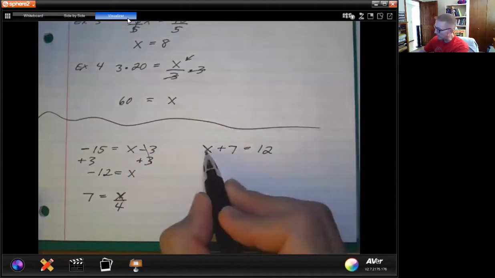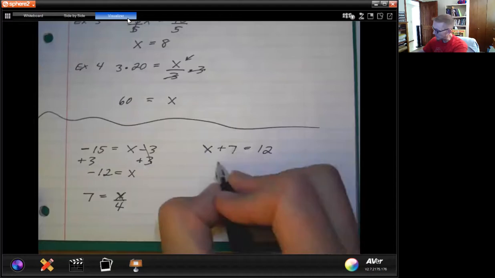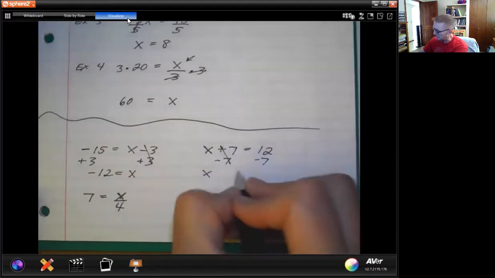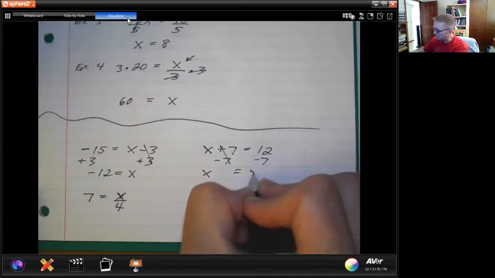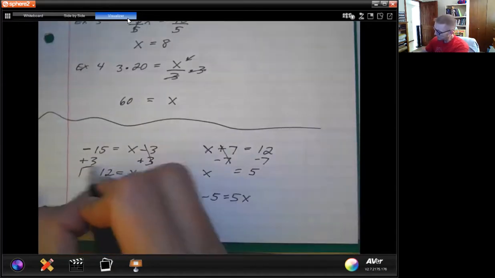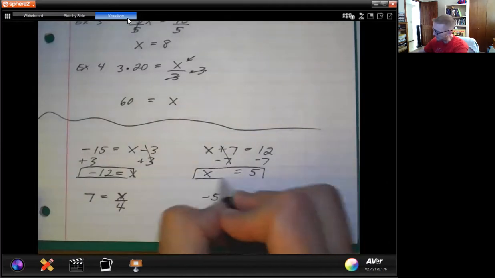Over here, if I want to get x alone, I have to get rid of the plus 7. The opposite of plus 7 is to subtract 7. 7's cancel out, and 12 minus 7 is 5. Oops, I missed the x there. Let's put boxes around those.